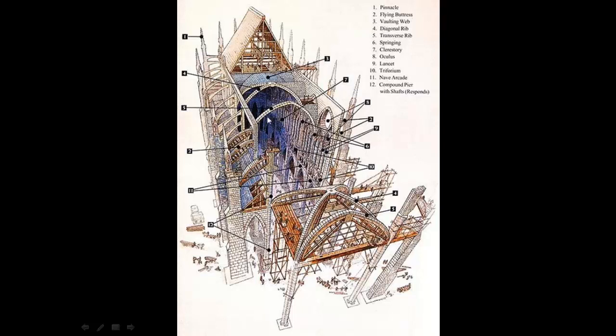Number 7 is the clerestory level, where all the windows are. Number 8, they're calling this an oculus. Any sort of round opening is referred to as an oculus. Another significant feature of Gothic cathedrals is lancet windows, which is indicated here as number 9. These are very thin, pointed arch windows. I already mentioned number 10, the triforium level. This is another significant indicator that the building you're in is Gothic.